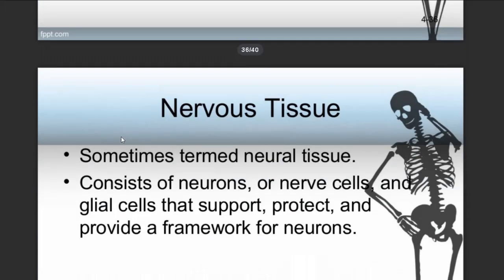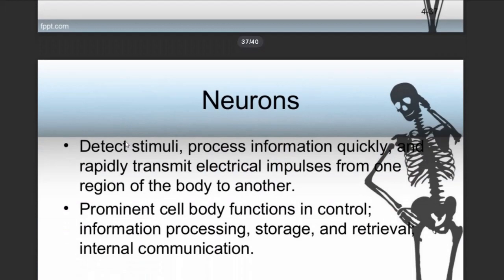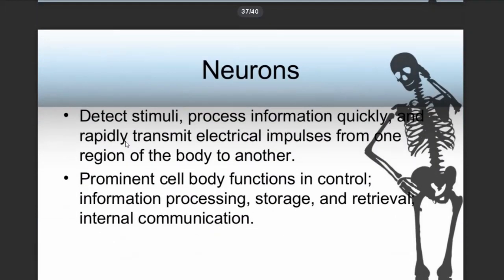Nervous tissue, sometimes called neural tissue, consists of neurons or nerve cells, and glial cells that support, protect, and provide a framework for neurons. Neurons have the special capability to detect stimulus, and then process information quickly and rapidly from one region to another. The prominent cell body functions in control of information processing, storage, and retrieval, and internal communication.